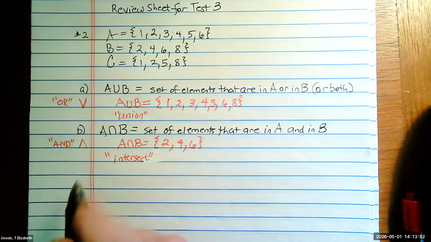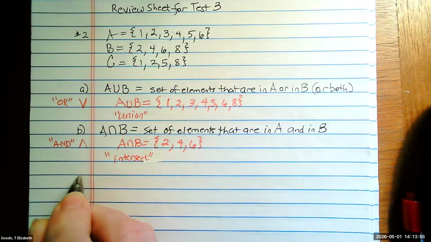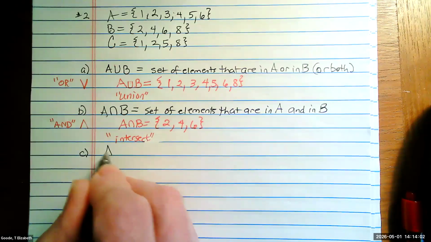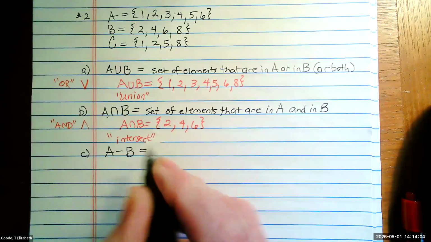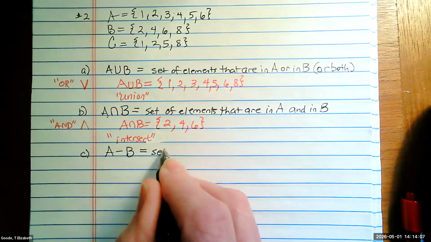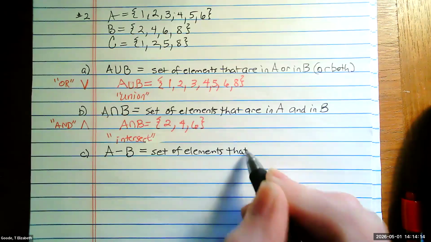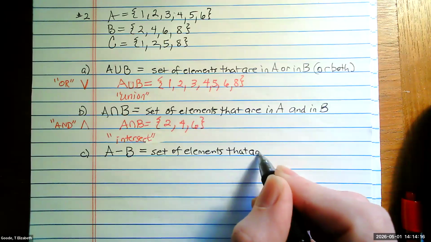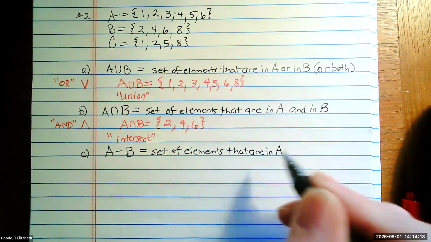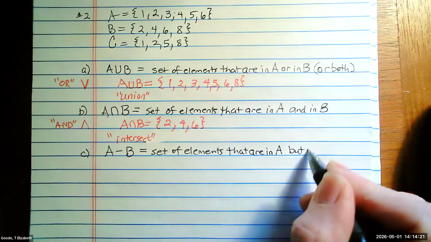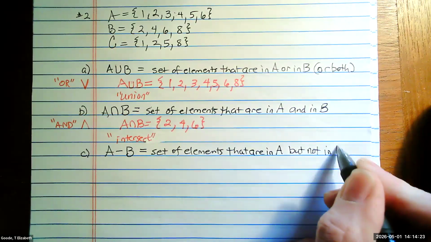Okay, and you've got the right set. Fantastic. What's C? C is going to be A minus B. Great. Can we write with words in general what set this is? The set of elements that are in A but not in B. Perfect. I'm so glad that you're learning these definitions.